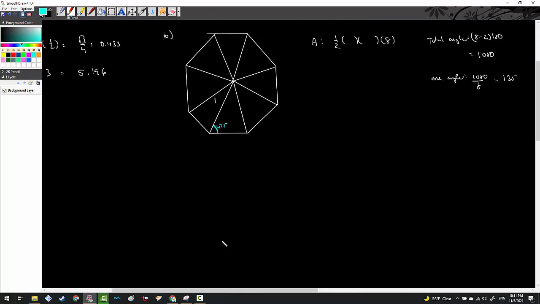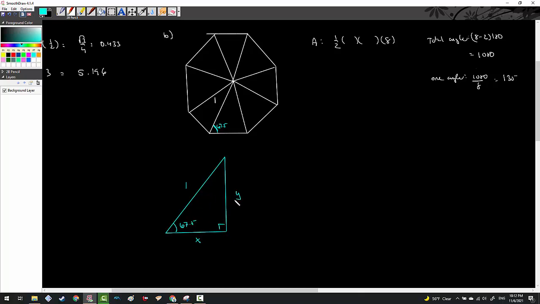I'm going to go and bust him out just a little bit so I can work with him a little bit more clearly. And so from here, this guy being 67.5, this guy being 1, I've got to solve for x and I've got to solve for y. Let's go ahead and solve for y first.